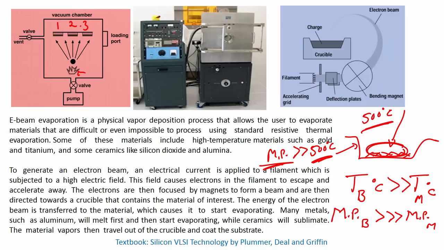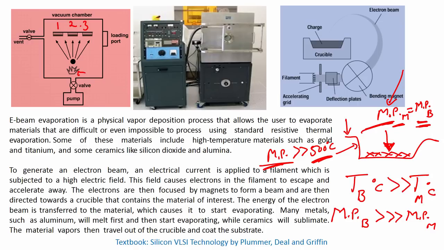But what if my material inside this boat has a melting point similar to the melting point of the boat. If my metal within this boat has a melting point which is close to the melting point of the boat. What is the melting point of the boat? The melting point of the metal that is used to form this boat. In that case, I cannot use thermal evaporator, because I cannot deposit the metal which has a melting point similar to the melting point of the boat.